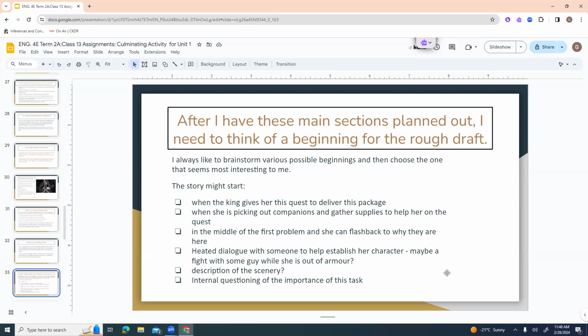Maybe there's some sort of internal questioning about the importance of this task. Is it important? Should I bother? Should I quit? That kind of thing. These are just some ideas, right? As I'm writing, other ideas might come to me, but this gives me a chance to think about stuff.